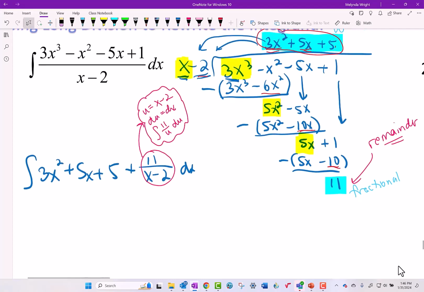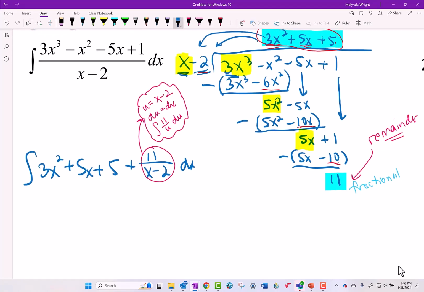Okay, so now I'm going to do the integration. So this is a reverse power rule, right? I add 1 to 2 and I get 3. And then I divide by 3. Plus, I add 1 to 1 and I get 2. And I divide by 2. Plus, I have just a constant. If I'm integrating a constant with respect to x, it just tacks an x onto it.